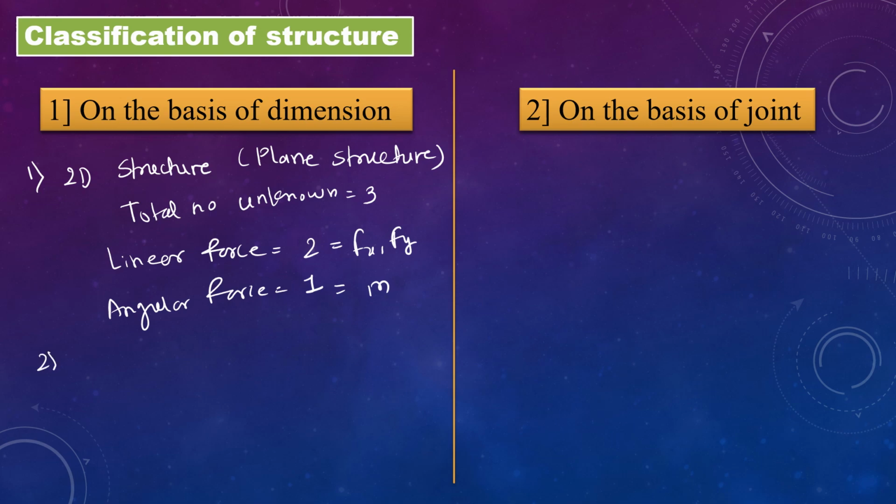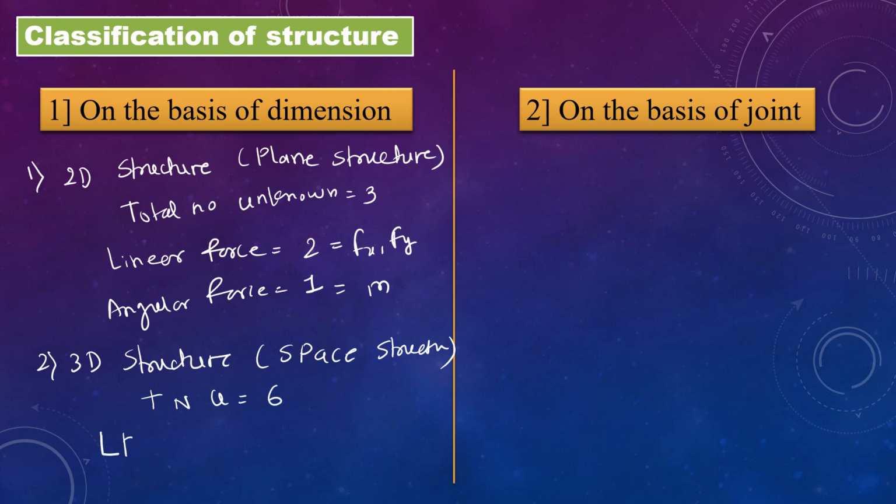Similarly in case of 3D structure. 3D structure is also known as the space structure. In case of a 3D, the total number of unknowns are 6, and the linear forces are 3 and angular forces are 3. So here linear forces are F of x, F of y and F of z. Then similarly M of x means moment, M of y, M of z. So these are the linear and angular forces in case of 3D structure.